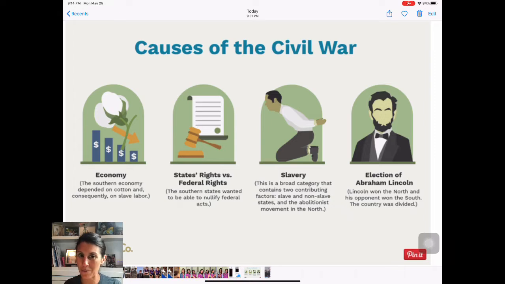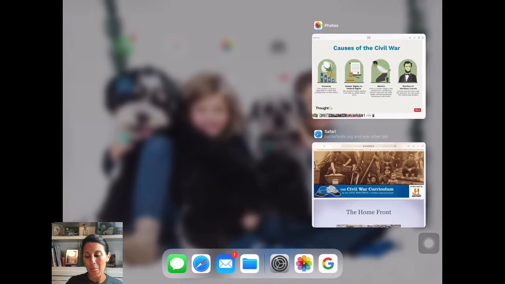But the election of Abraham Lincoln caused an immediate secession of the seven southern states, and others would follow. Lincoln wins the North, and immediately a month later the South secedes and creates its own country, calls itself the Confederacy, and elects Jefferson Davis as their president. So it's a very interesting situation that goes on down there.